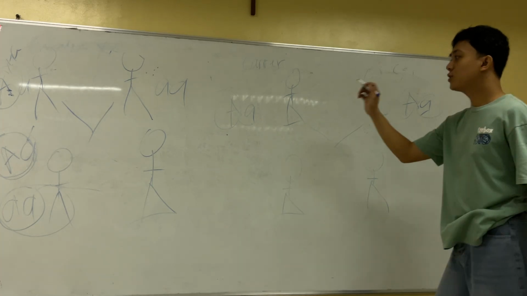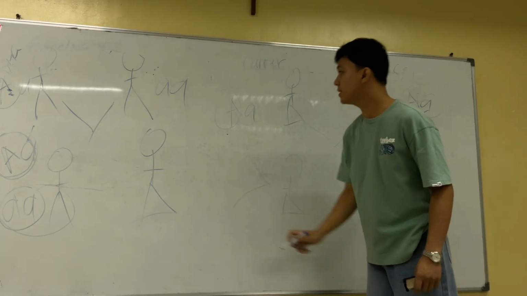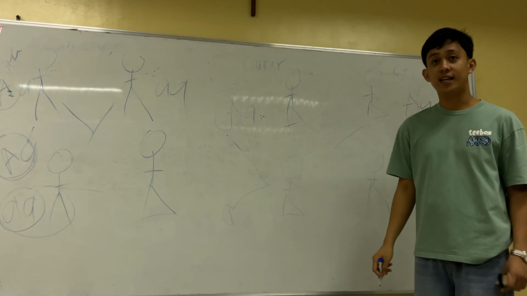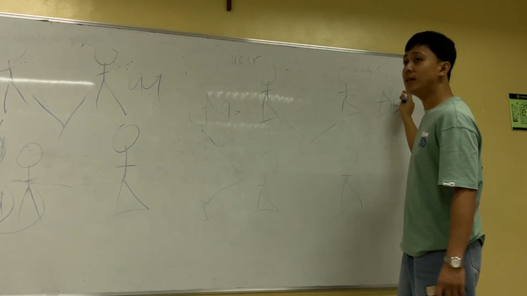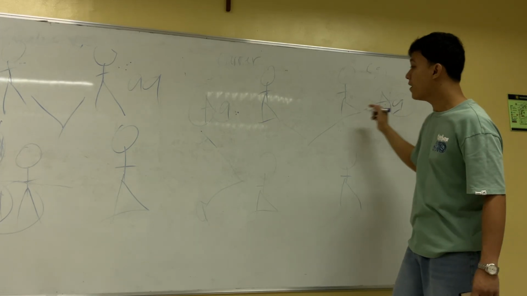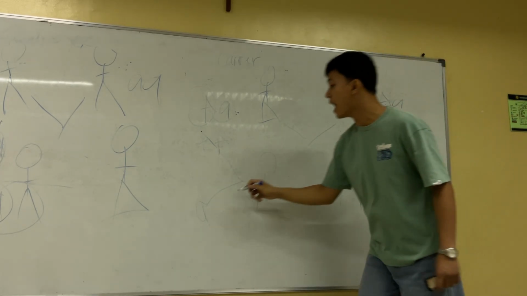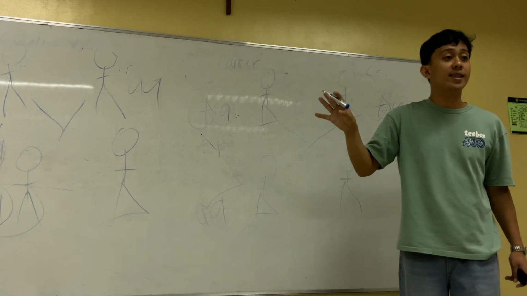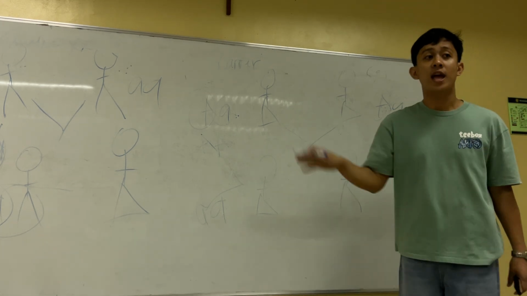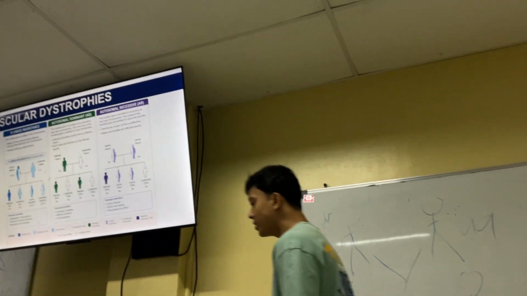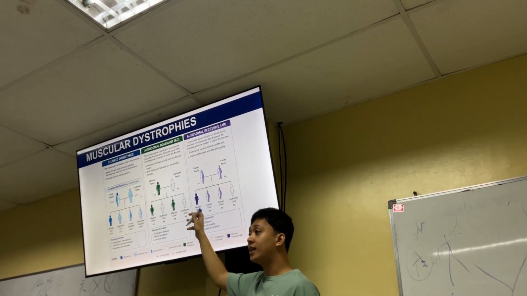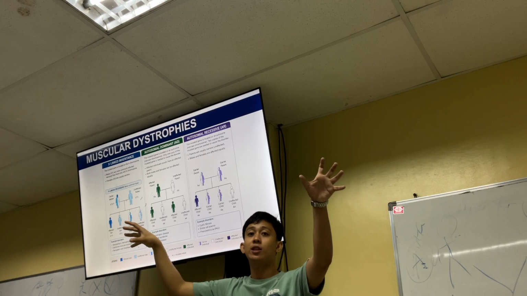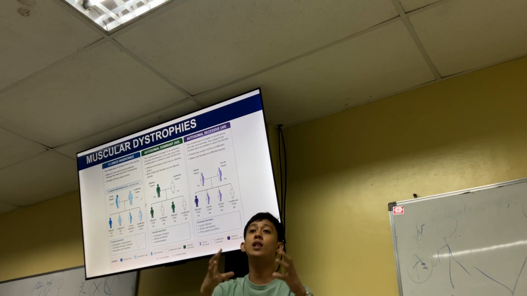So here, the female can receive the affected allele, and she can also receive the unaffected allele from the parent. If the child, a son or a daughter, receives both mutated genes from the parents, the mutated gene of the father and the mutated gene of the mother, most likely they will have the diagnosis.